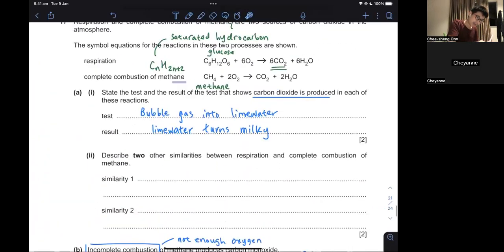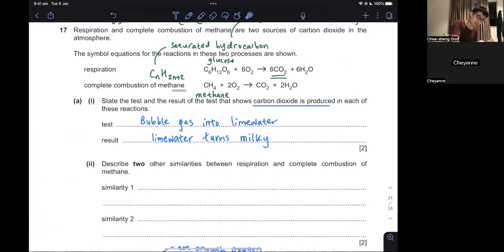Anyway, so we're going to go back to respiration and complete combustion. What are the similarities? They said describe 2 other similarities. So they already mentioned one similarity, that is carbon dioxide is produced in each of those reactions. So you produce carbon dioxide. So what is your first similarity? What other similarity can you see? Both produce water. Yeah, so both reactions produce water. Anything else?